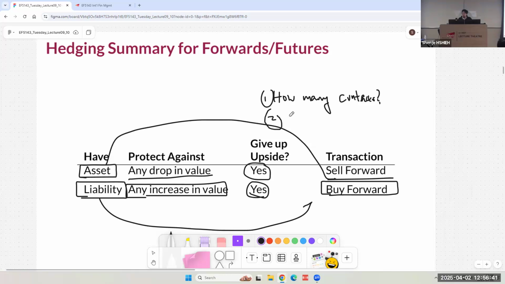And what kind of contracts? If you cannot find the same underlying, can you substitute using some other futures contracts? What else? What types, right? And we're gonna answer this now.